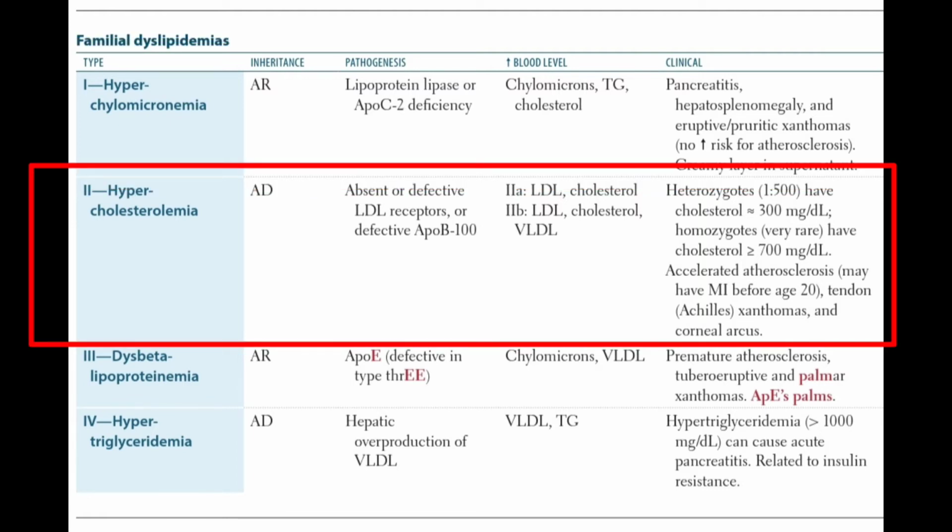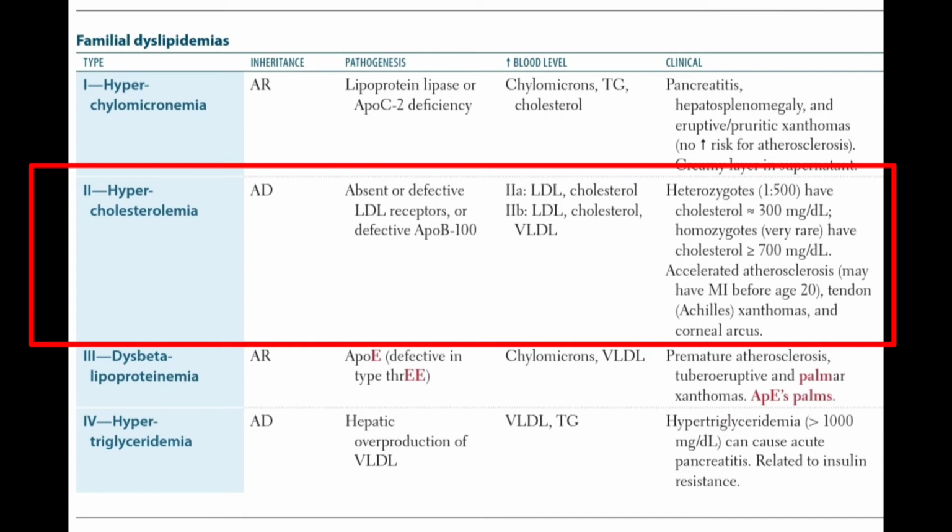Now let us talk about type 2 familial dyslipidemia. It is familial hypercholesterolemia. It is an autosomal dominant inheritance disorder, and the main pathogenesis is absent or defective low density lipoprotein receptor or defective apolipoprotein B100. So in type 2A there is an increase in LDL and cholesterol level, and in type 2B the LDL, cholesterol and VLDL levels are increased in the blood.